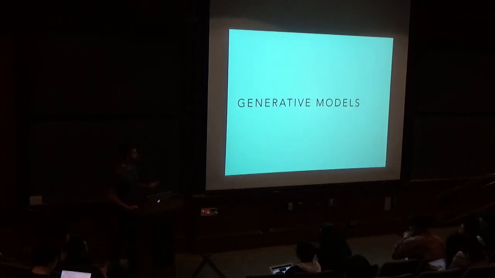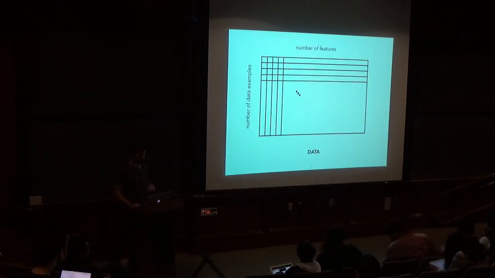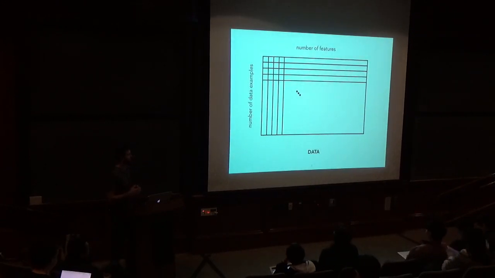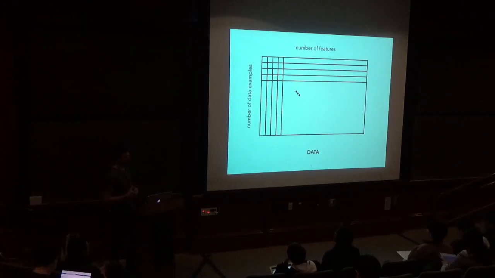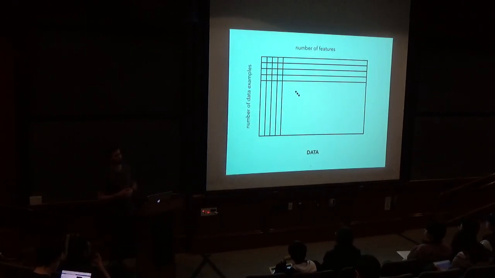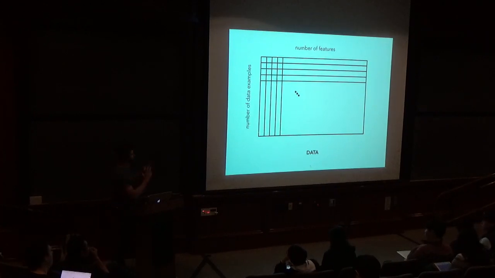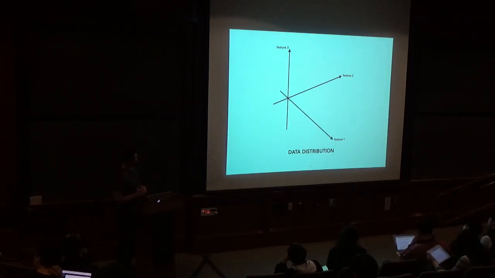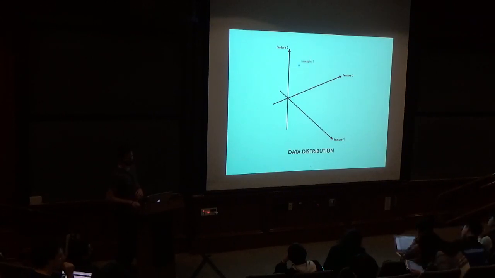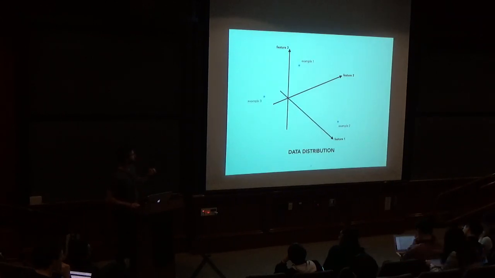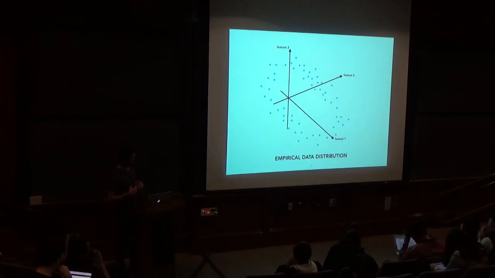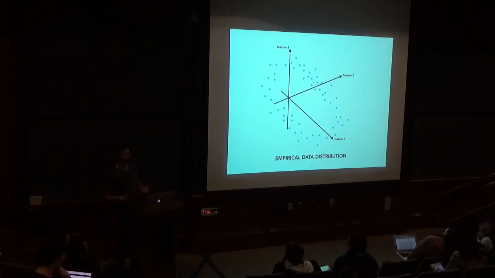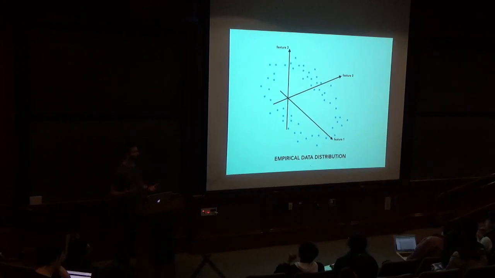So let's talk about generative models very broadly first. We might consider approaching a data set which has a certain number of data examples. Each data example has a certain number of features. And we have this large matrix here. And we might consider plotting them. If we have 3 features where we can actually just visualize them directly, we could imagine plotting each data example in this space. And we might continue. And what we'd end up with is the empirical data distribution. So this is the set of points in our data set plotted out in this space.